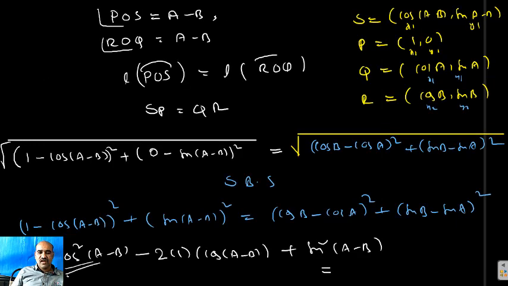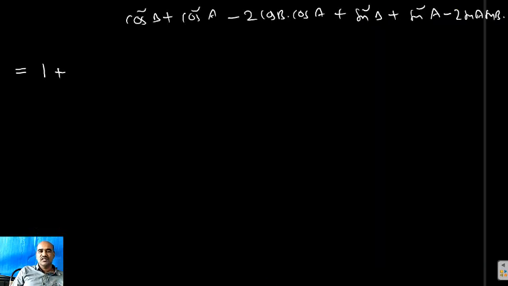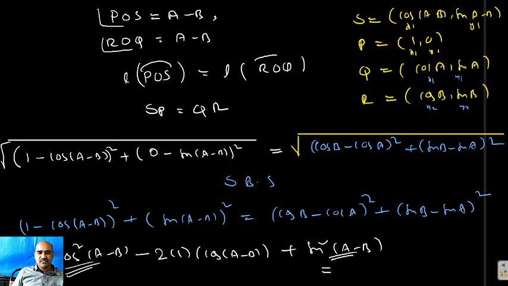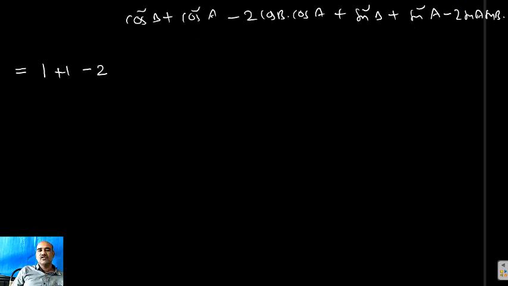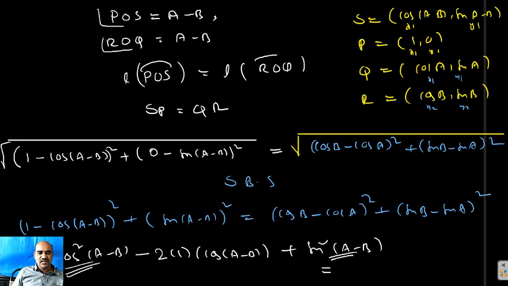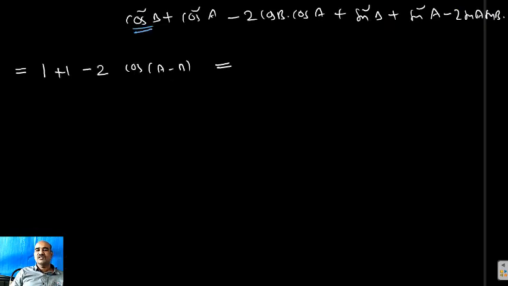Cos square (a minus b) plus sin square (a plus b) is 1, just like cos square theta plus sin square theta is 1 only. I will write 1 plus 1 minus 2 cos of (a minus b) is equal to, observe students here, cos square b plus sin square b is 1, plus cos square a plus sin square a, another 1. So from these two I want to take minus 2 common, so what will we get, cos a cos b plus sin a sin b.